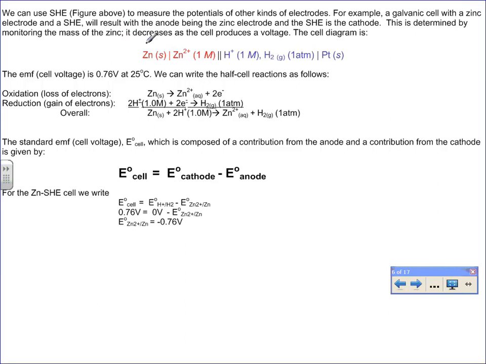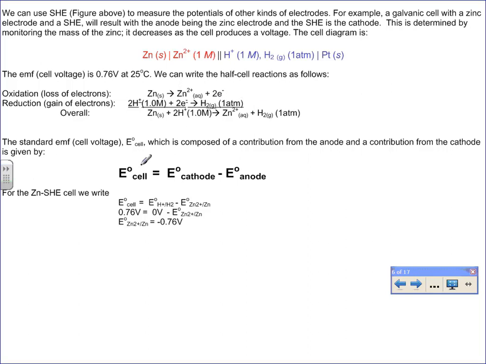In this case, the zinc actually decreases in mass. So we know that it is being oxidized, that the zinc electrode is losing electrons to form Zn2+. So I now know that zinc is the anode and the SHE electrode is the cathode. So these are the reactions that are happening in this galvanic cell with an overall cell potential of 0.76.